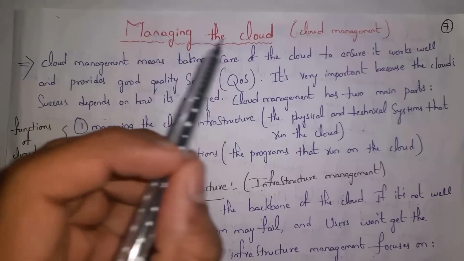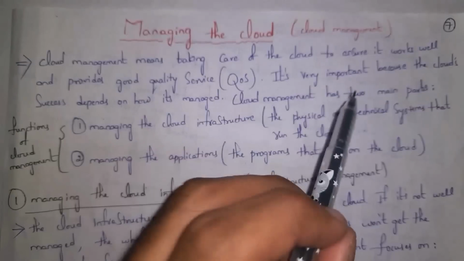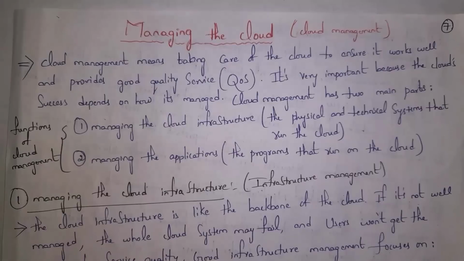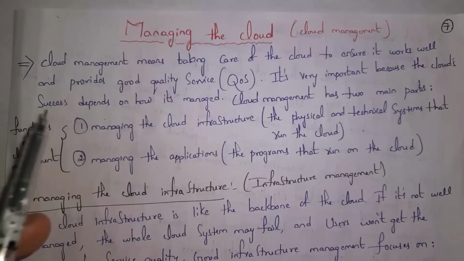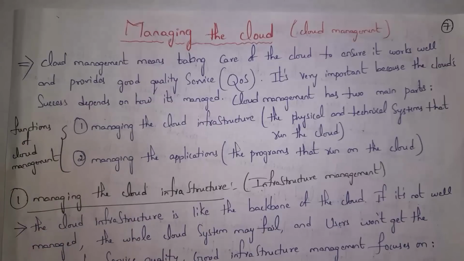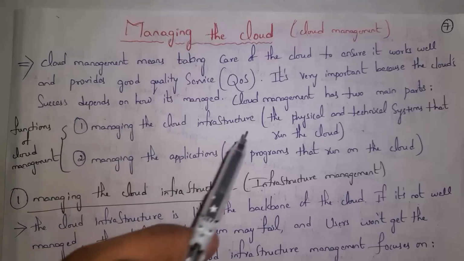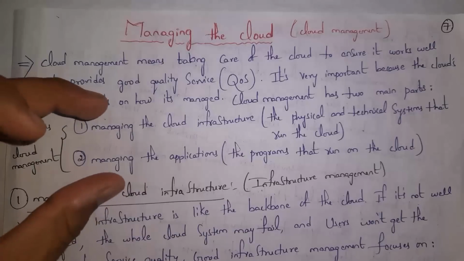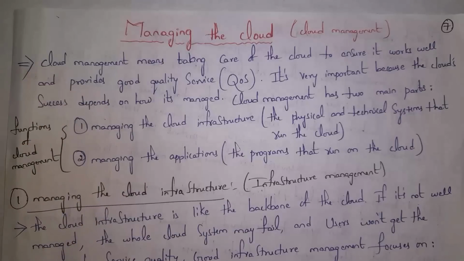Guys, if we take care of the cloud, then cloud will work well and it will provide good quality services to users. And cloud management is very important because the cloud success depends on how it is managed. Cloud management has two main parts. One is managing the cloud infrastructure and second one is managing the applications. Guys, we call these two as functions of cloud management.